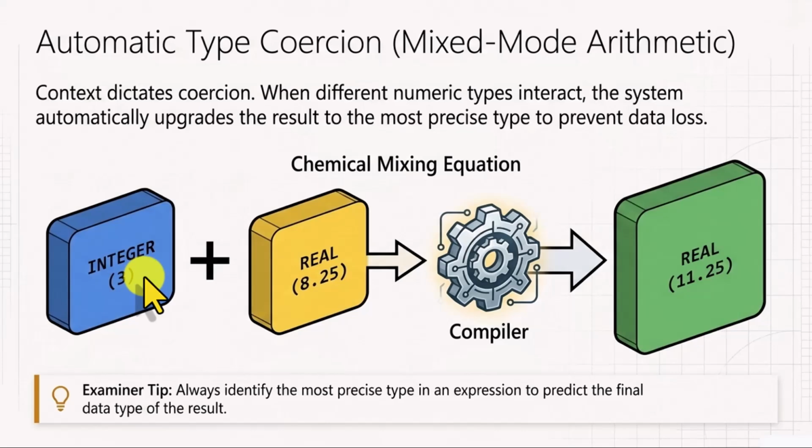Integer does not store decimal points, but real does. So if you're adding an integer and a real number together, the compiler changes the integer to real, so that will be 3.0, and then the two reals are added together and generate another real number. Always identify the most precise type in an expression to predict the final data type of the result, because in automatic coercion the less precise data type is always changed to the most precise data type. So you have to know.